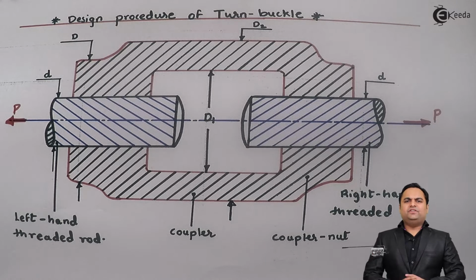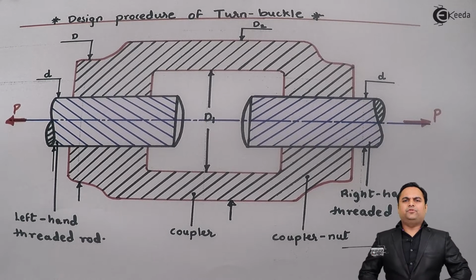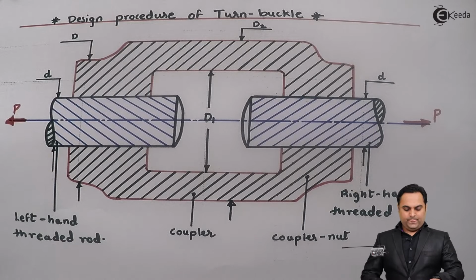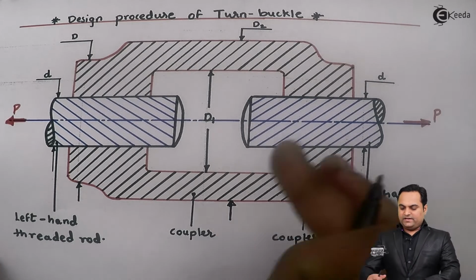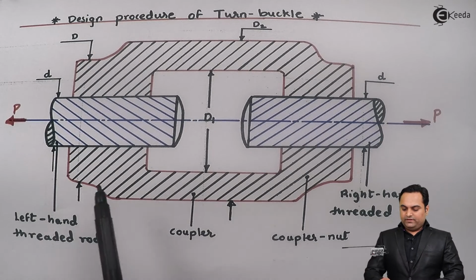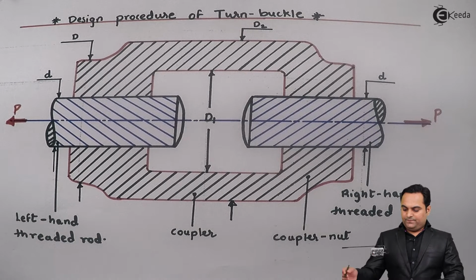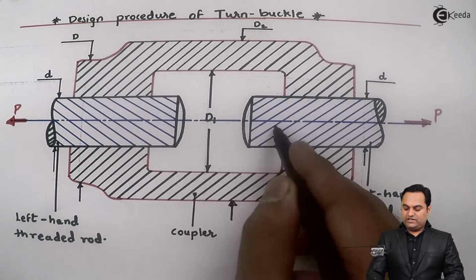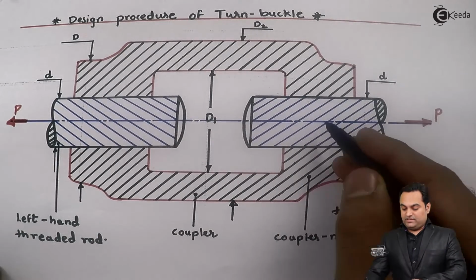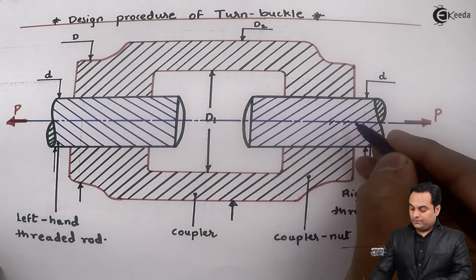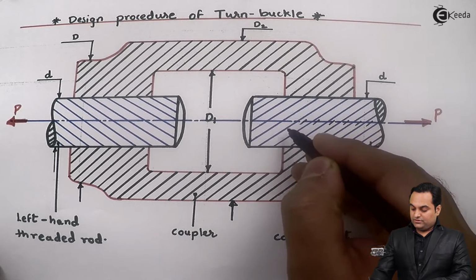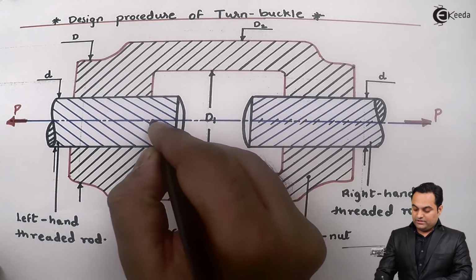Hello friends, here in this video we will see the design procedure for turnbuckle. For that purpose here I have drawn the diagram. In this diagram as we can see this is a turnbuckle. Now when I look into this, here the important parts are these which I have shown in blue section. These are screw threads. These are the screw threads which are used in case of turnbuckle.